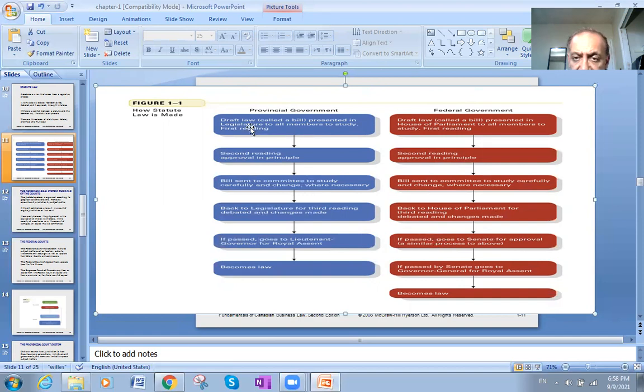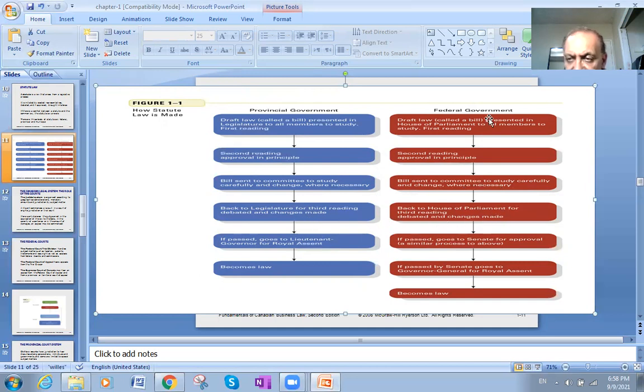The draft law is called a bill, and there is a draft law called a bill here too. Second reading, here is the section second reading as well. The bill is sent to committee to study. Here the bill is sent to the committee to study carefully also, and the changes were necessary. Back to the legislature for third reading, debated and changes made. Here back to the House of Parliament.